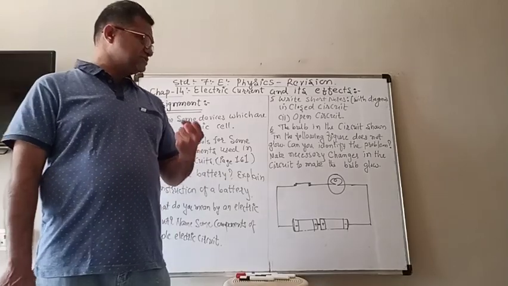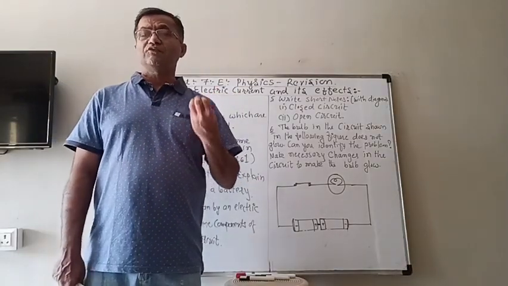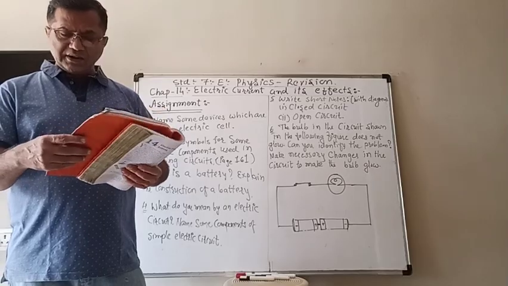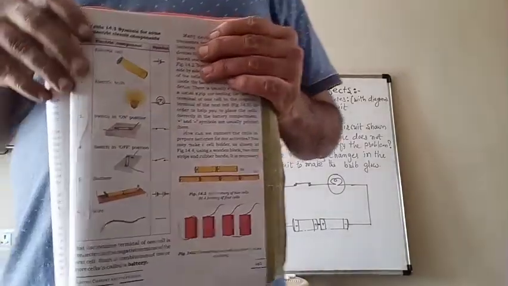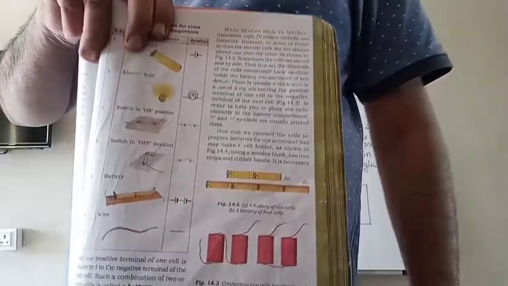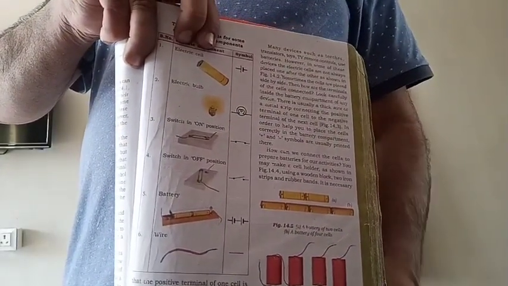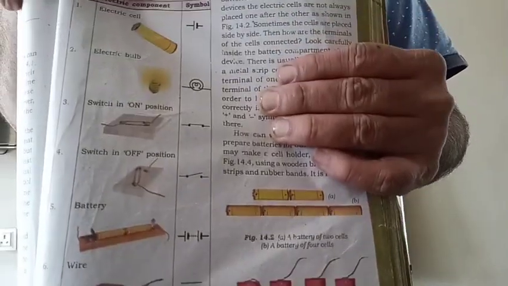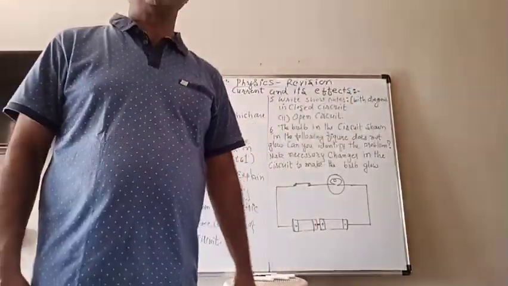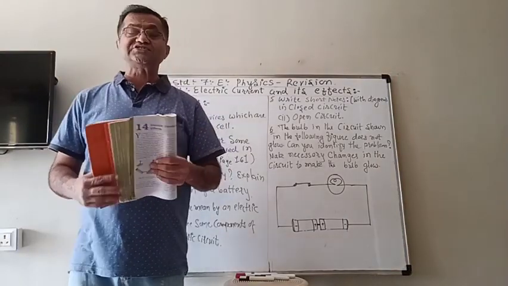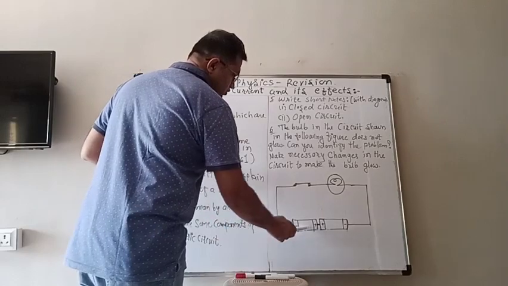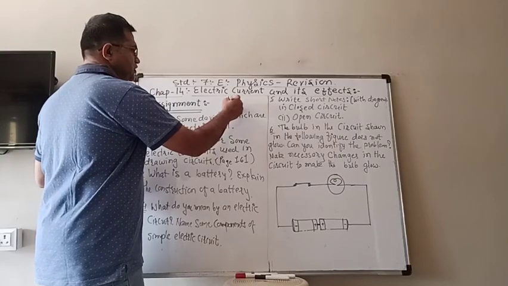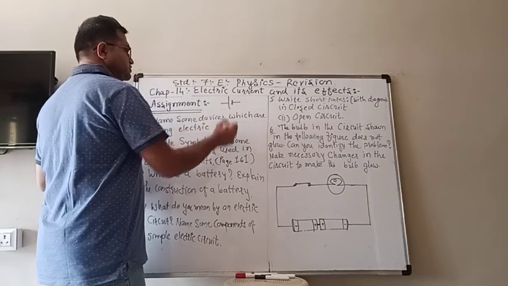Now, for the different components, we have to use some symbols which are shown on page number 161 here. You can see that there are some symbols given. And then if we use those symbols, it is easier for us to draw the circuit diagram. So you see that for the electric cell, we don't draw the cell like that, but parallel lines. One is longer and the other is shorter and thicker.